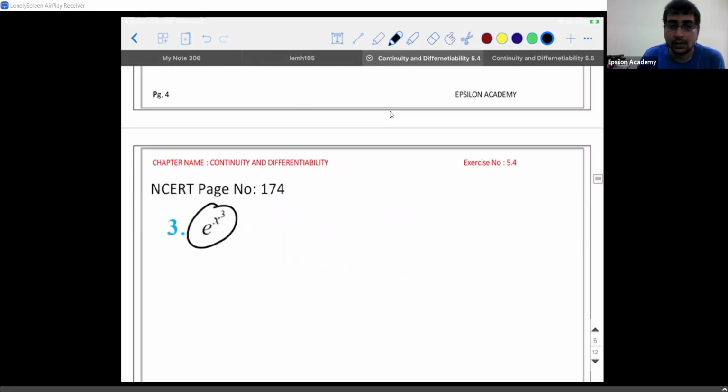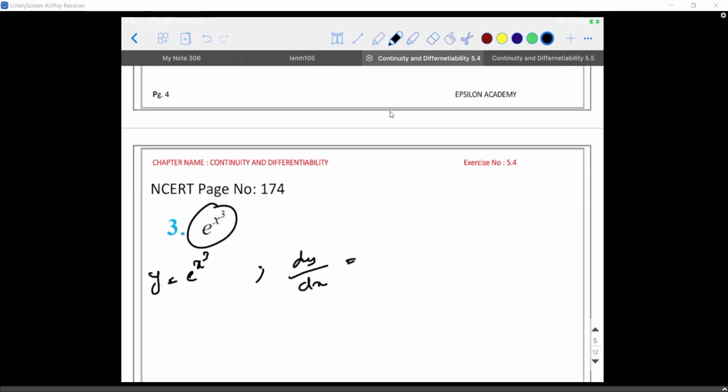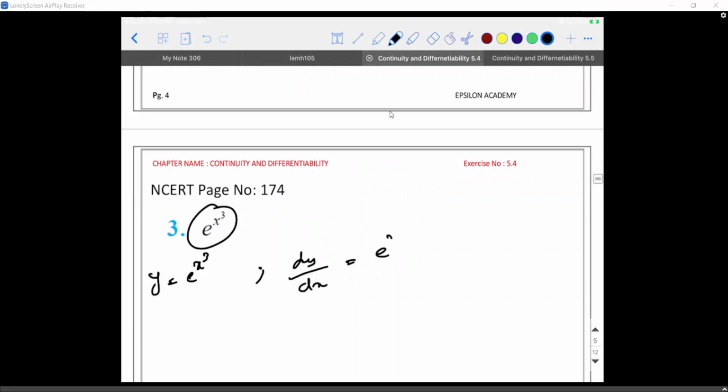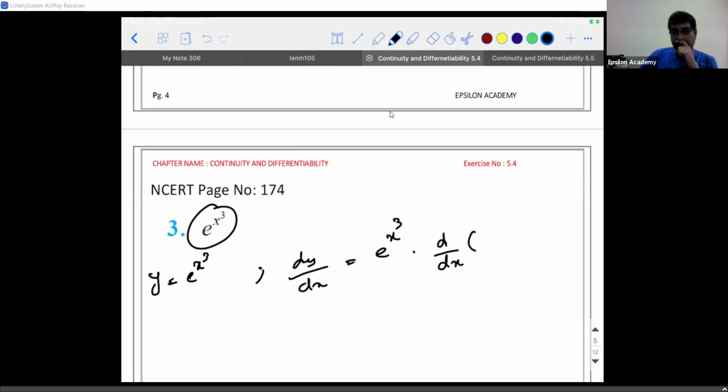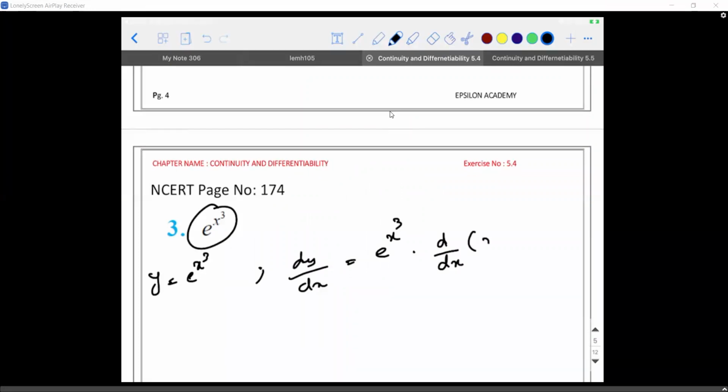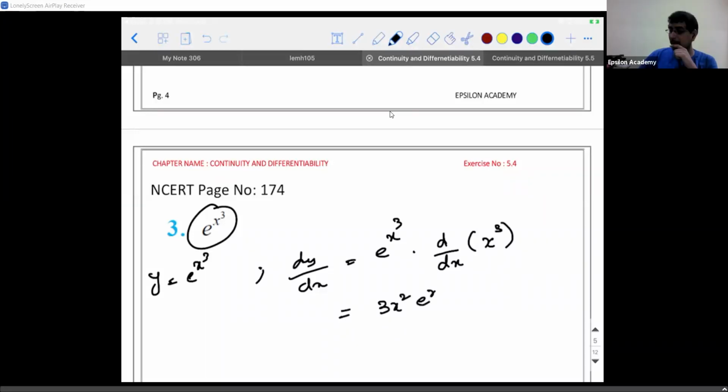Third, y is equal to e power x cube. Who can tell me? dy by dx is equal to e power x cube into d by dx of x cube. So it will be 3x square into e power x cube.